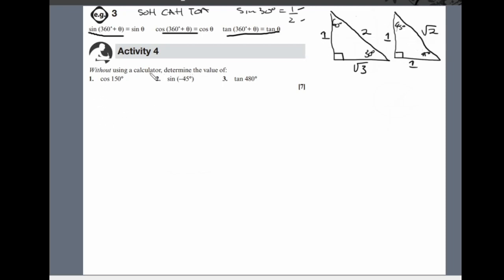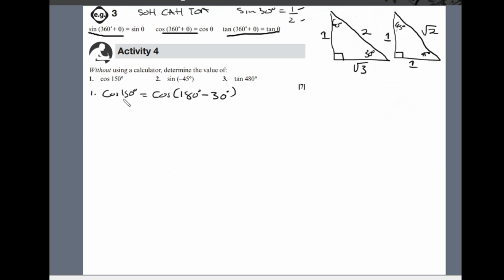Okay, so now, without using a calculator, determine the value of cos 150. So cos 150 is the same as saying cos of 180 minus 30. 180 minus 30 is 150, right? So now I want to apply my reduction formula.